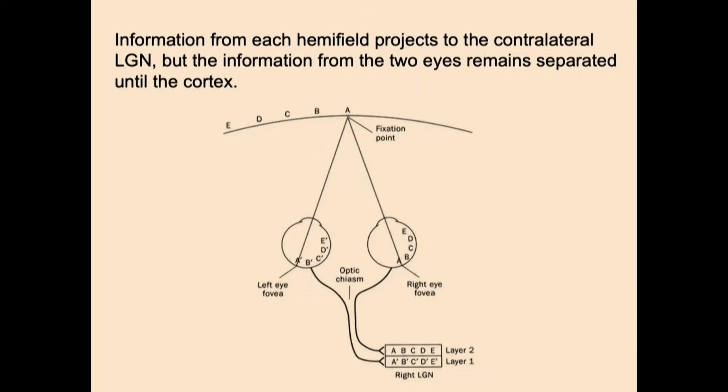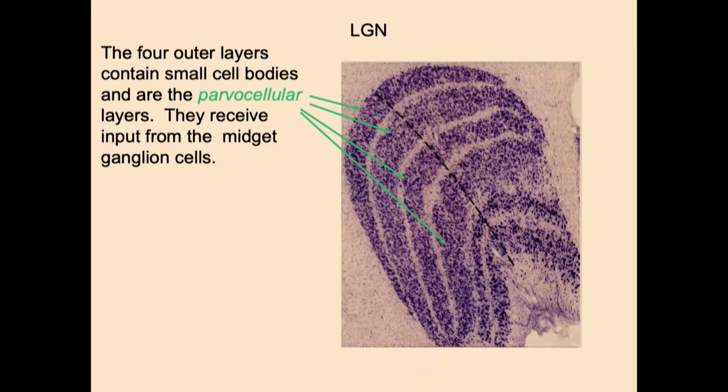This is an actual picture of the LGN. It's this little bit of brain, and you can see that this is a microscope image where the cell bodies have been stained, and you can see that there are these different layers. There's 6 layers of the LGN. The 4 outer layers are called parvocellular layers, and as we talked about last time, they receive input from the midget ganglion cells in the retina.